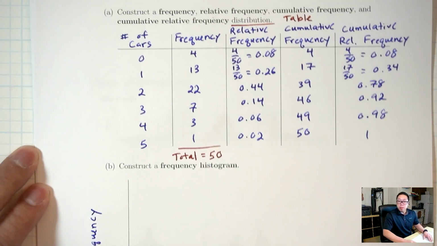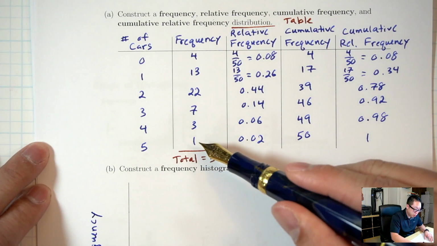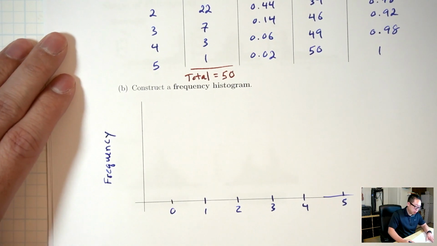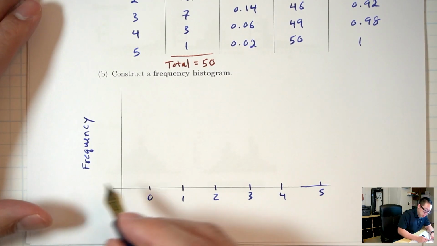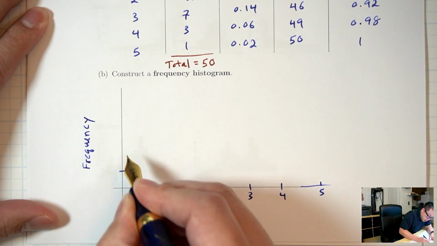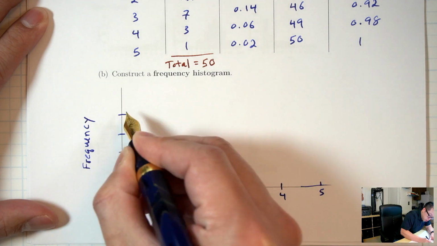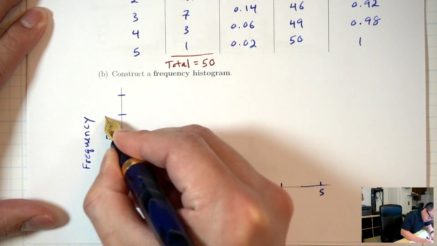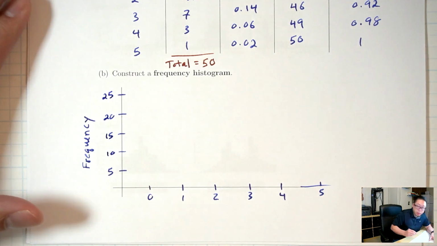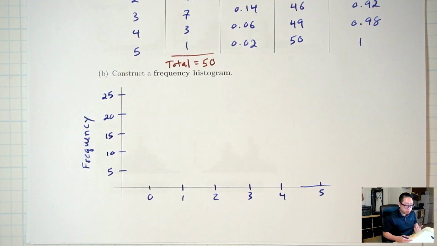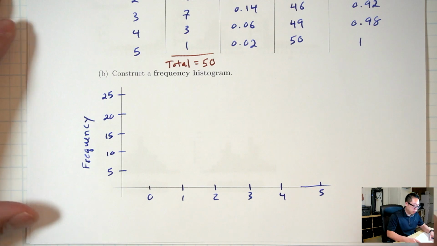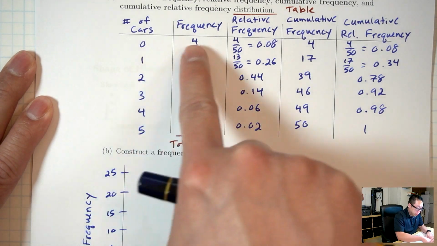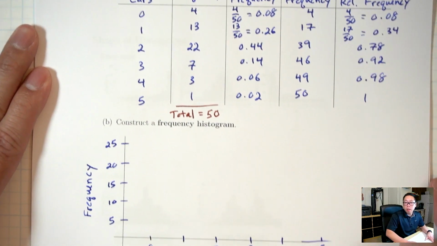Okay, so if I look at my frequencies, they go from 1 on the low end all the way up to 22. So I'm going to count probably by 5s for my frequencies. So that's 0, 5, 10, 15, 20, 25. And histograms are going to be bars. So I'm going to draw bars to represent the frequencies. For 0 cars, the frequency is 4. So I'm going to draw a bar that has height 4.